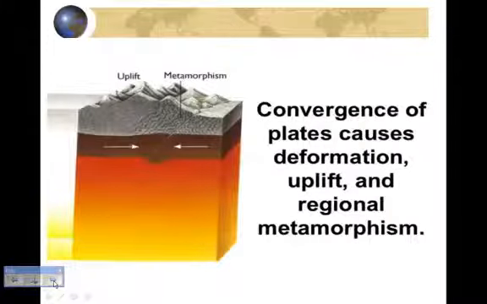Here's a nice diagram of regional metamorphism in action. We have two tectonic plates that are colliding here and creating an episode of mountain building. You can see by the two arrows that are converging that there is an extreme amount of pressure being put on the crustal material here. This extreme pressure causes deformation, that is change in the structure of the rock, uplift, and a widespread area of regional metamorphism. You can see by the squiggly lines that the structure of the rock is being compressed and changed.